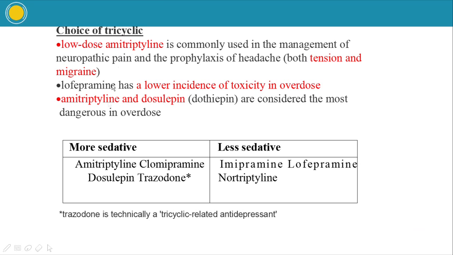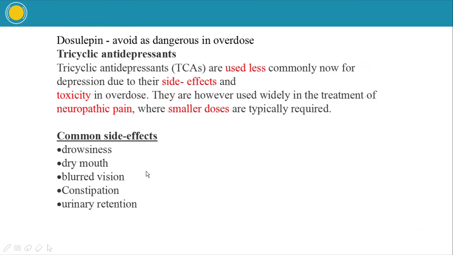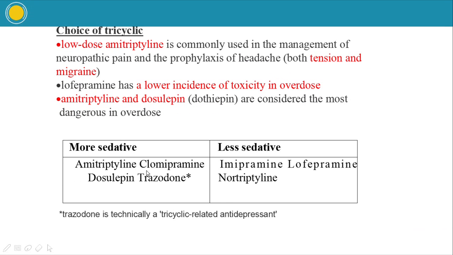But amitriptyline and dosulepin, also named dothiepin, should be very, very seriously considered in terms of their danger in overdose. So here we have a table to compare the side effects of tricyclic antidepressants for sedation or drowsiness: trimipramine, clomipramine, dosulepin, and trazodone.